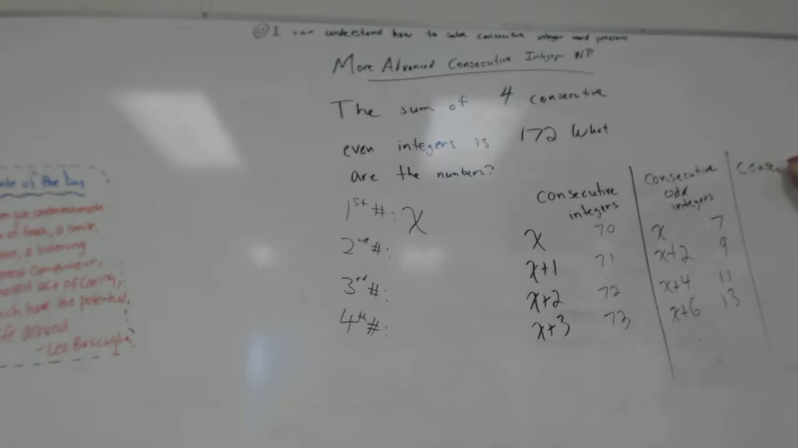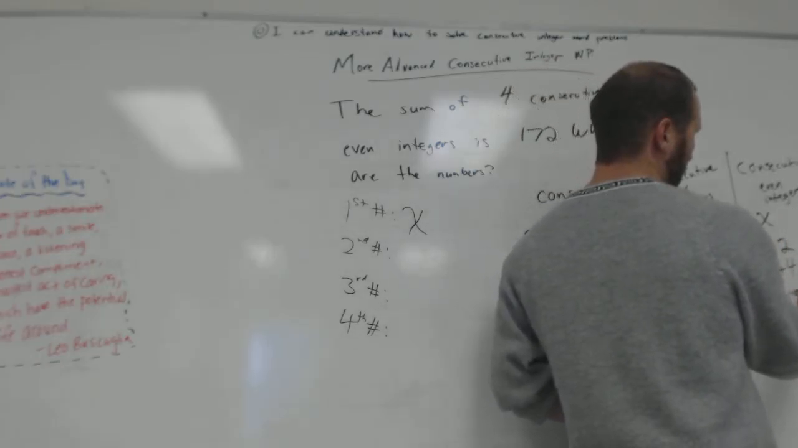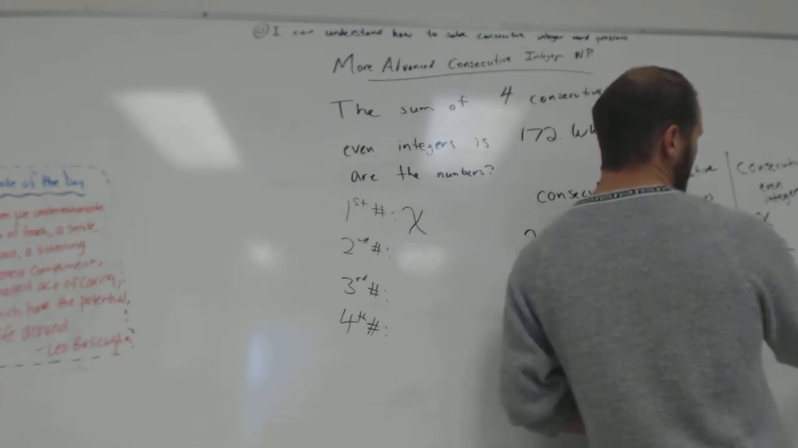How am I going to do consecutive even integers? I bet the first one is going to be X. Really good bet. Now, if x were an even number, say 6, what's the next even integer? 8. 8 is 6 plus what? 2. So I write x plus 2. What's the next one after that? X plus 4, right? Because 6 plus 4 is 10. So I have 6, 8, 10. And then the last one, if I'm doing 4 numbers, is x plus 6. 6 plus 6 is 12.